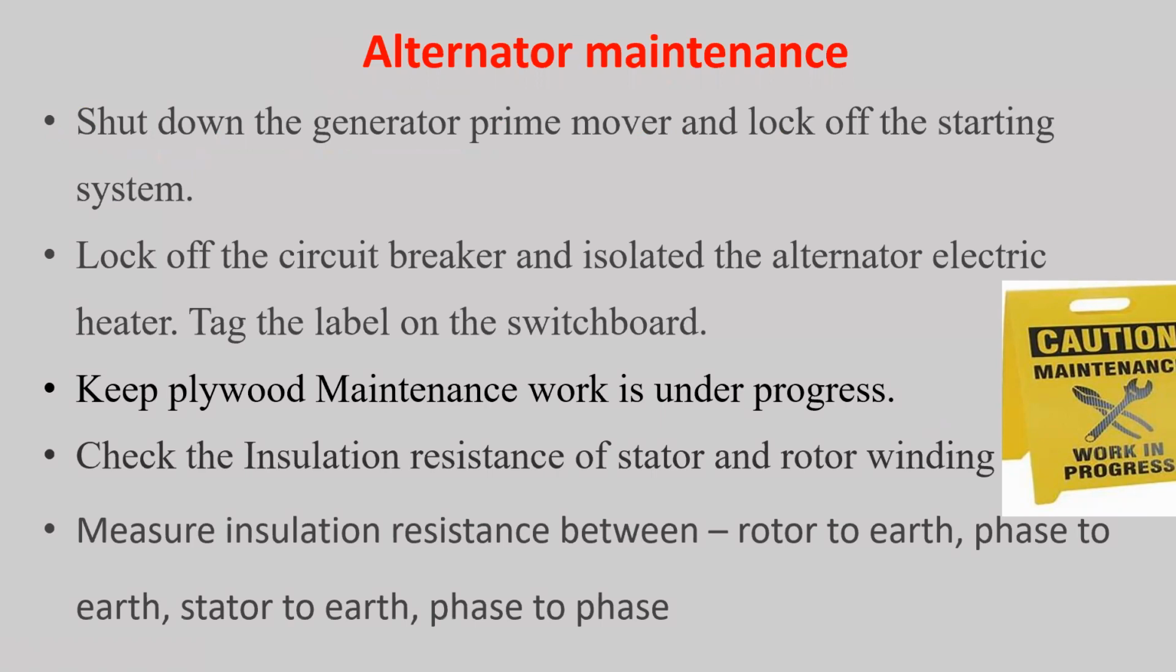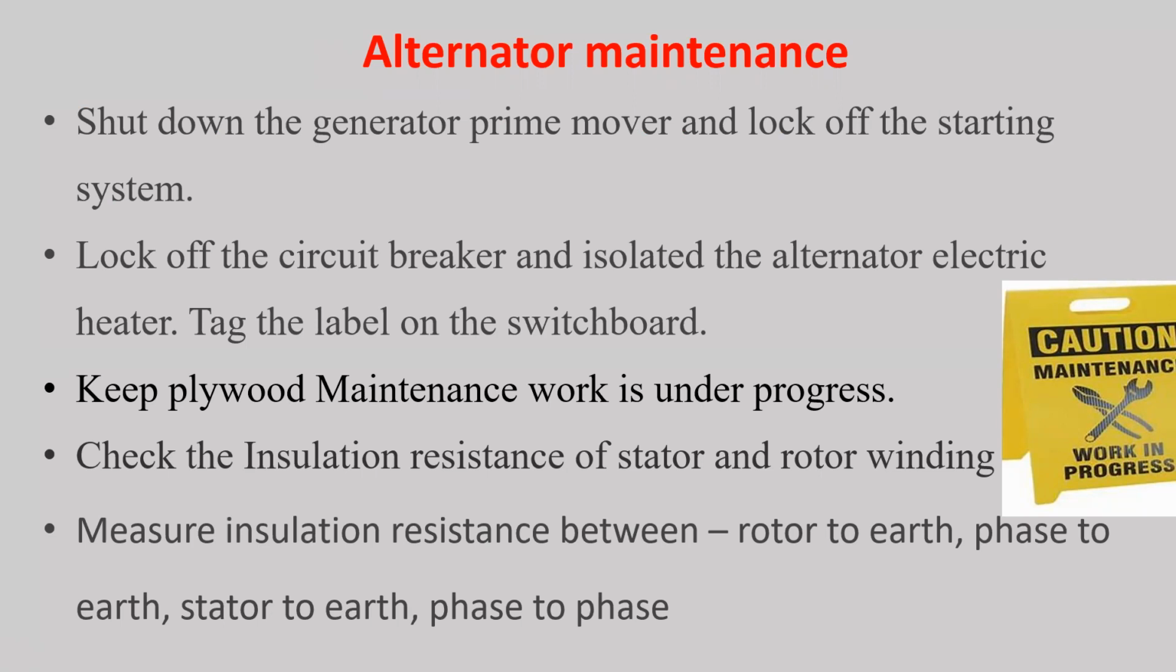When we do any maintenance, first of all, we have to take some cautions. The first caution is to shut down the generator's prime mover. The power supply should be off, and lock off the starting systems. The next caution is to keep a notice that maintenance work is in progress. Then lock off the circuit breaker and isolate the alternator electric heater. Tag the label on the switchboard. These are the cautions we take before we do any maintenance.